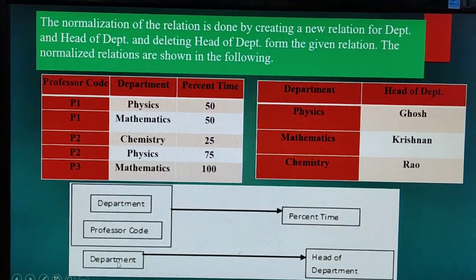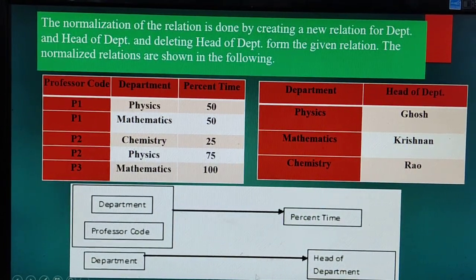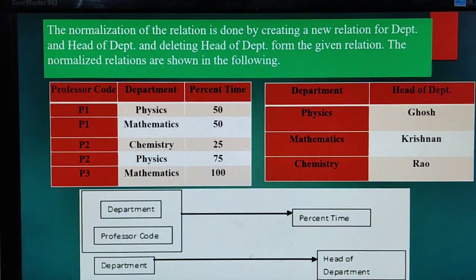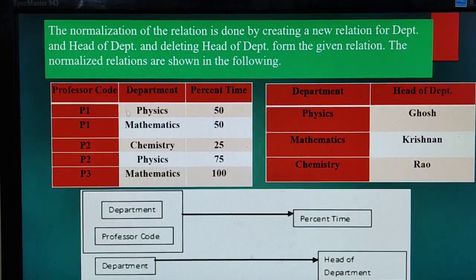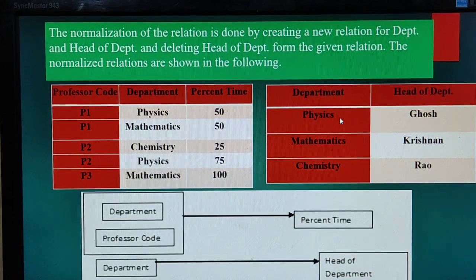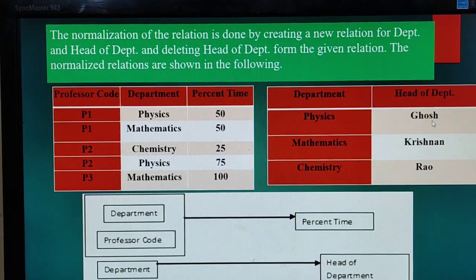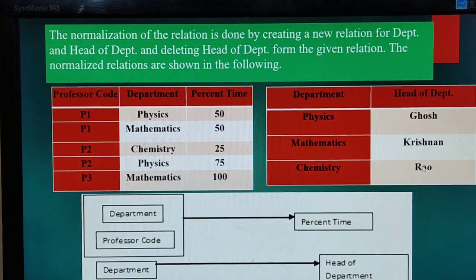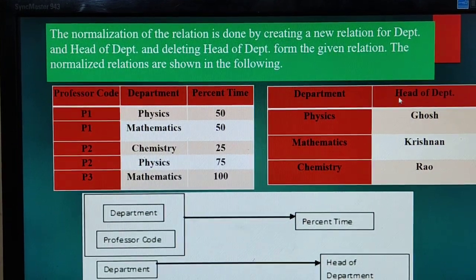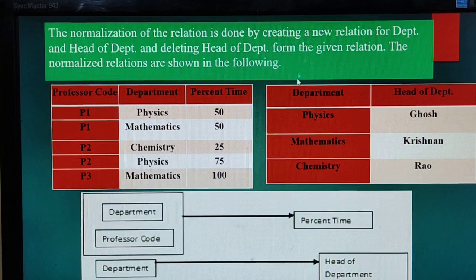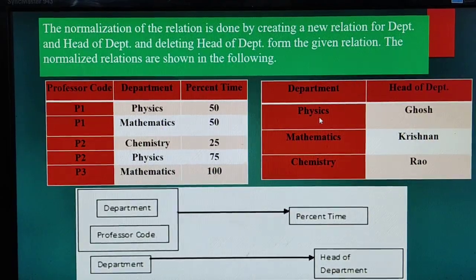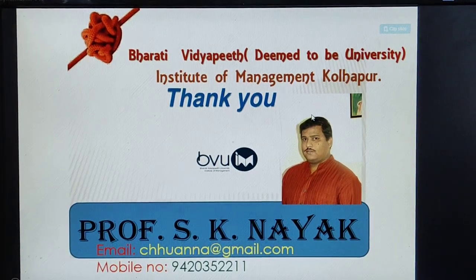Now again you will see department, head of the department. Department, head of the department, single. So head of the department is dependent on department. So this is the scenario, and this scenario is associated with this example. Now you can see the department, head of the department dependency. Physics department, HOD is Ghosh. Mathematics department, Krishnan. And chemistry department, head is Rao. So in this particular scenario, you will find head of the department is fully dependent on department. Now how to split it to satisfy this normal form? We'll see later. Thank you.